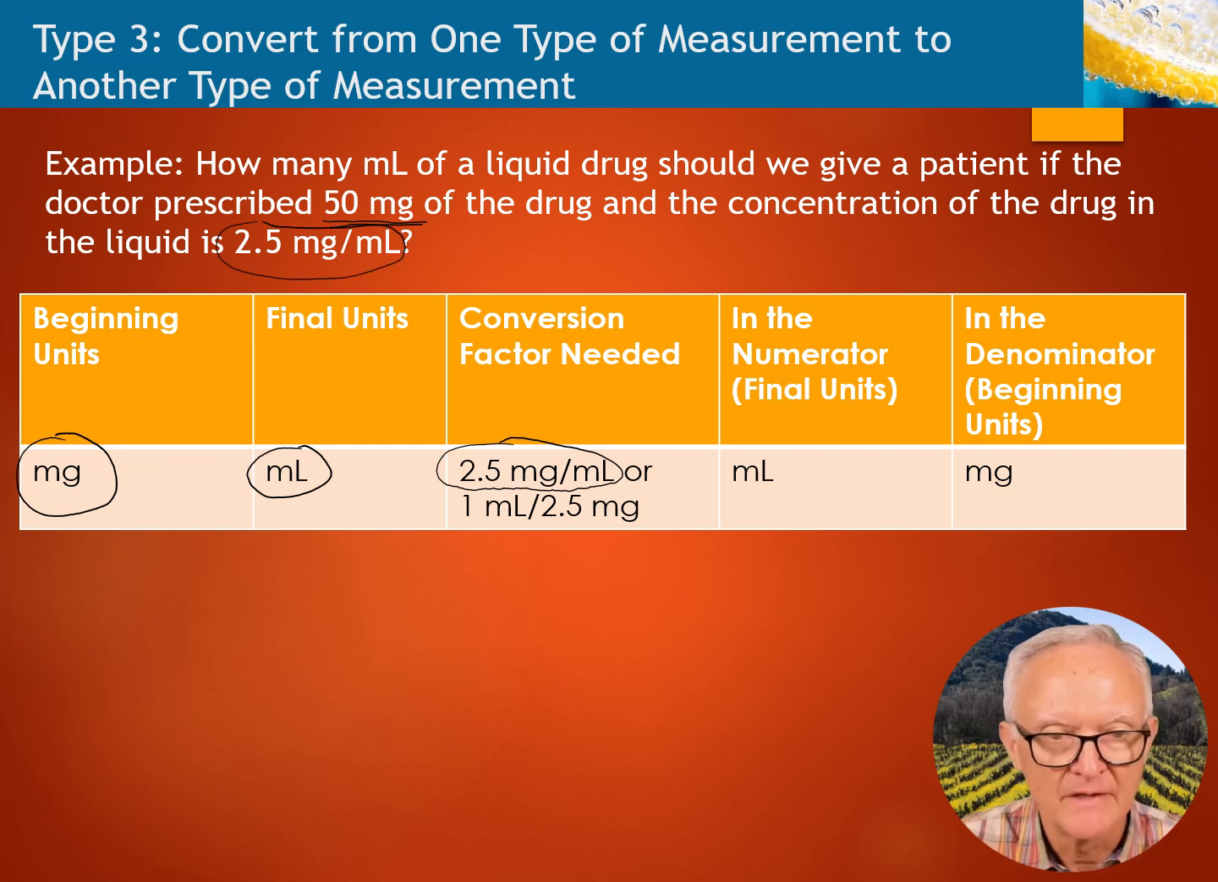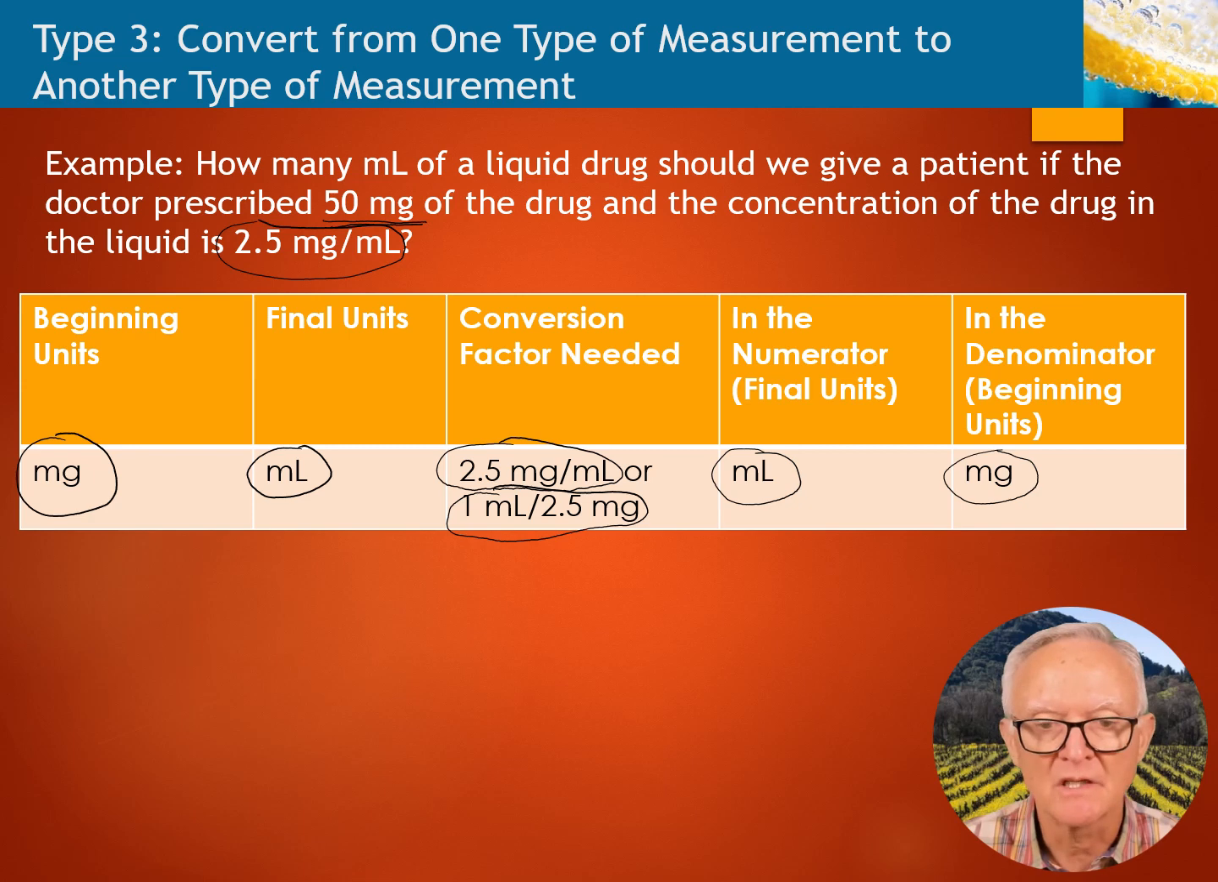All right. So here we're converting from milligrams to milliliters, and the concentration of the liquid tells us the relationship between milligrams of drug and milliliters of solution. So it is our conversion factor to convert milligrams to milliliters. And we can, of course, write that two ways. We can write it with milligrams in the numerator or in the denominator. And the last two columns tell us which to use. In the numerator, we want the final units of milliliters. In the denominator, we want the beginning units of milligrams because that's what we're going to cancel.